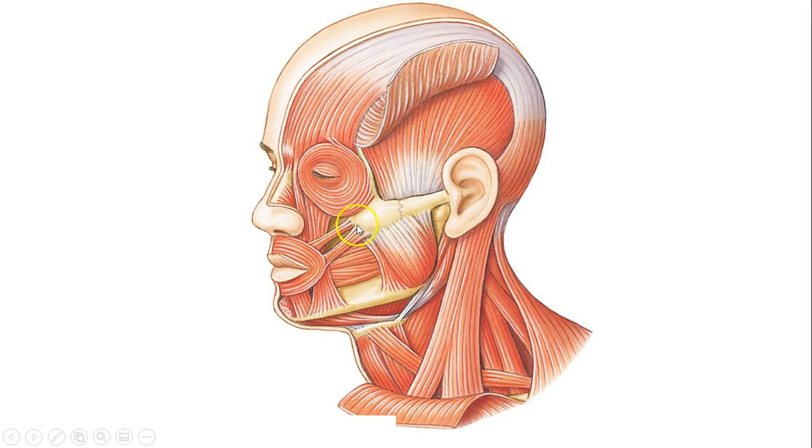There's zygomaticus major, zygomaticus minor. It's kind of a general rule, the minors are on the top. That's not always true. I'll show you an exception in a minute. There's your orbicularis oris. Don't confuse it with orbicularis oculi. There's your depressor anguli oris, going to make you frown.